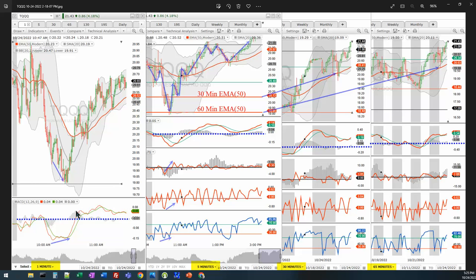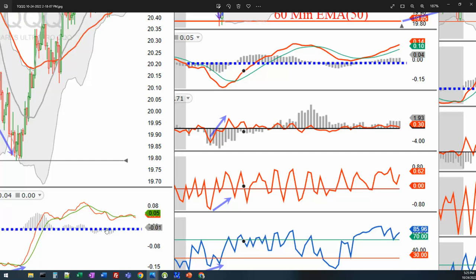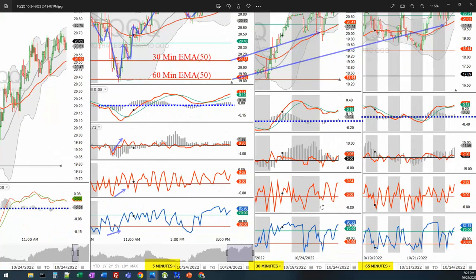Still talking about that. Look at that. I don't care if the red is crossing over or crossing below the green signal line here. See that? It's crossing below it. Who cares? It's above zero. It's not going to fall. It's just going to dip. It's only when you want to see a fall. Here's a fall.